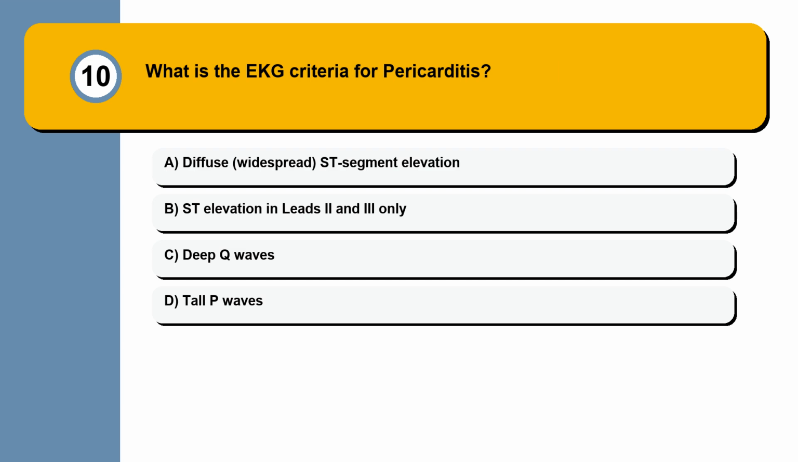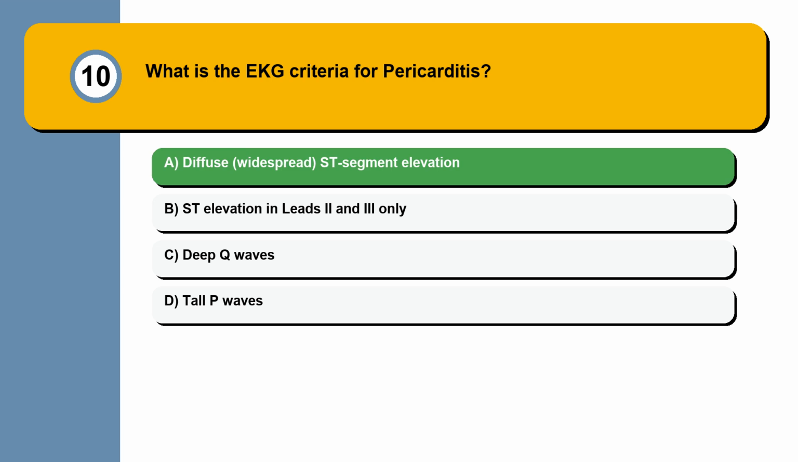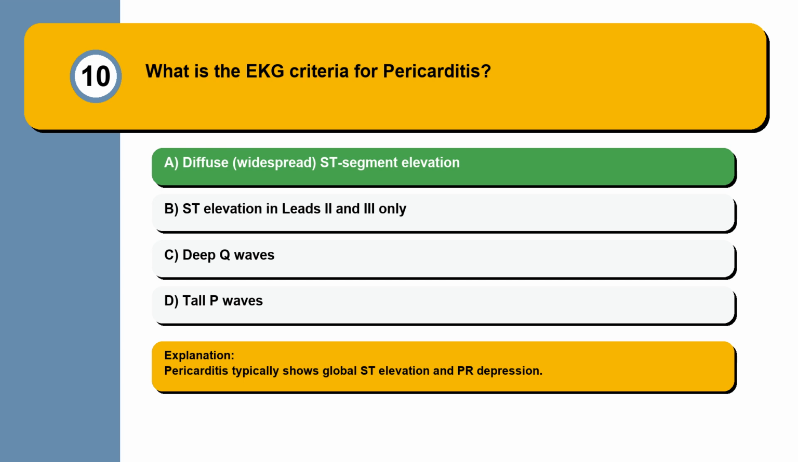Question 10. What is the EKG criteria for pericarditis? Diffuse widespread ST segment elevation. ST elevation in leads Roman 2 and Roman 3 only. Deep Q waves, tall P waves. Pericarditis typically shows global ST elevation and PR depression.